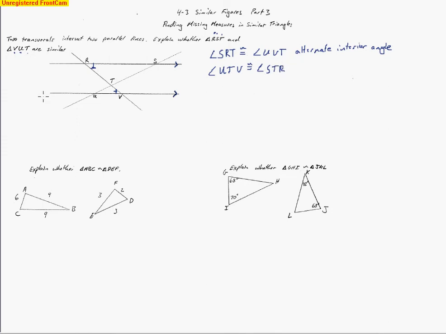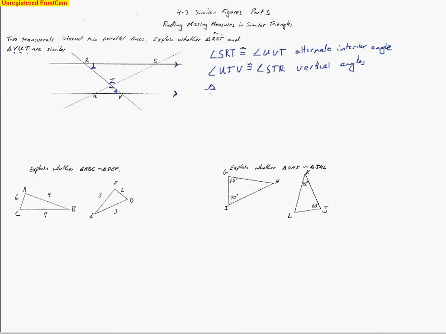I can prove that because notice that they share the same vertex. They're talking about these two angles right here. And the reason why they are congruent is because they are vertical angles. And so now I can say that those two triangles are similar.